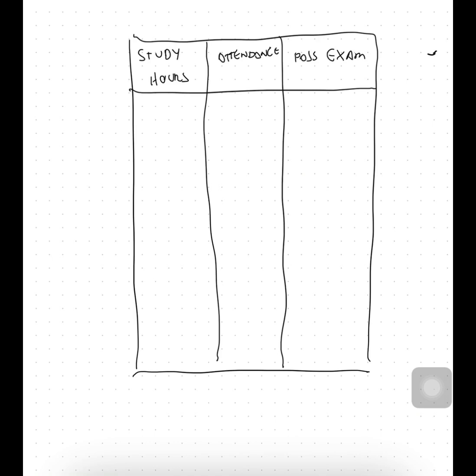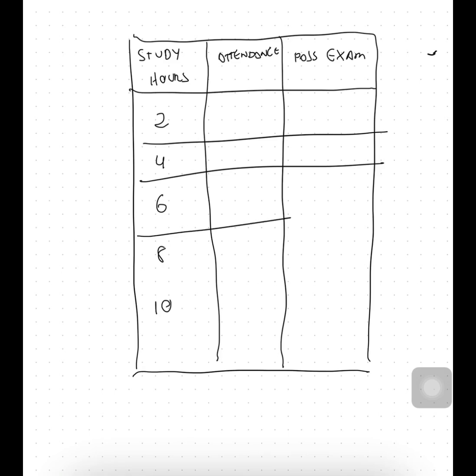The first student studied for 2 hours. The second 4, third 6, the fourth 8, and the fifth 10 hours. The attendance of each one: for the first is 1, the second 1, the third 0, the fourth 1, and the fifth is 0.